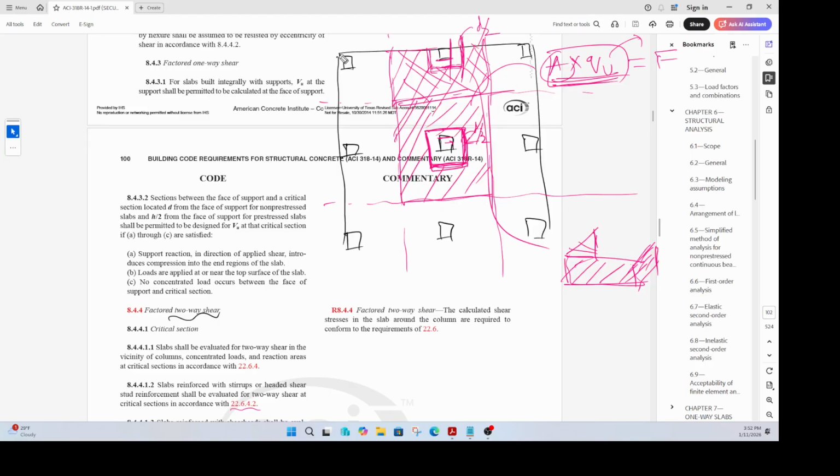For a section which is somewhere here, let's say this is a column, this is an edge column, right? The column is right there. Now your perimeter will again be d by 2, d by 2, right? From here to here, d by 2. So that is your critical perimeter. The tributary area will be this area here, right? The area within that line will be borne directly by the column, but the area outside that critical perimeter is the area which is actually causing your shear. Okay.